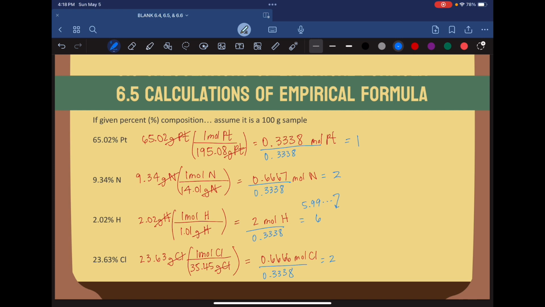Now, we're going to take these wonderful numbers, right? 1 platinum, 2 nitrogen, 6 hydrogen, 2 chlorine, and that's our empirical formula. We'll have Pt(N2H6Cl2). Congratulations, we just calculated the empirical formula from the percentages.